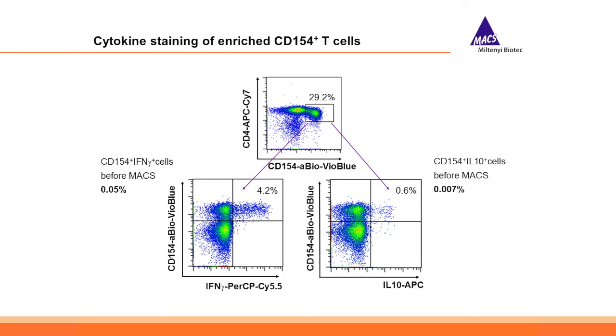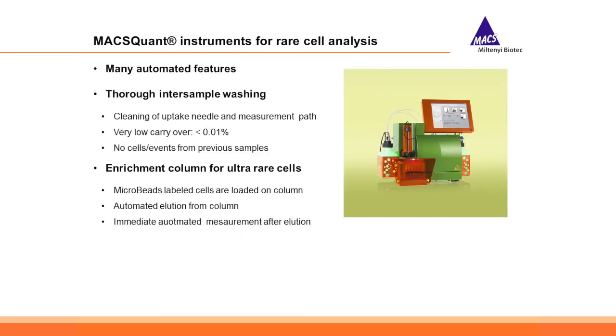Here we stained IL-10, another cytokine involved in some regulatory processes sometimes. Here we see on the enriched cells, it's only a frequency of 0.6%, but we have a more or less clear population. Without enrichment, it was only 0.007%, and that is really something you cannot visualize with decent statistical significance. So without enrichment, you would not be able to analyze these cytokines on the T cells. Okay.